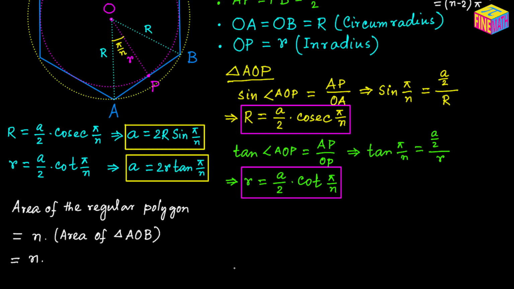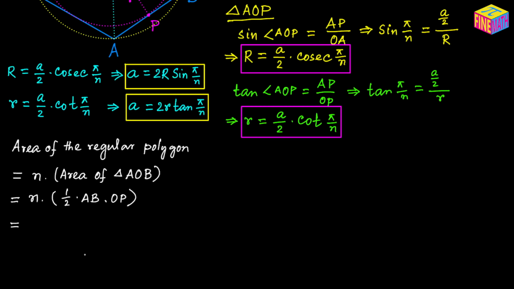Now what is the area of the triangle AOB? The area of the triangle AOB would be half times AB times OP, assuming AB to be the base and OP to be the height. So it would be n times half times AB times OP. Now what is AB? Well, AB is the side length, which is lowercase a. And OP is the inradius, which is lowercase r, and this can be written as half times n times a times, what is the value of the inradius in terms of a? Well, it is half of a times cotangent of pi over n, and this is equal to 1/4 times n times a squared times cotangent of pi over n.